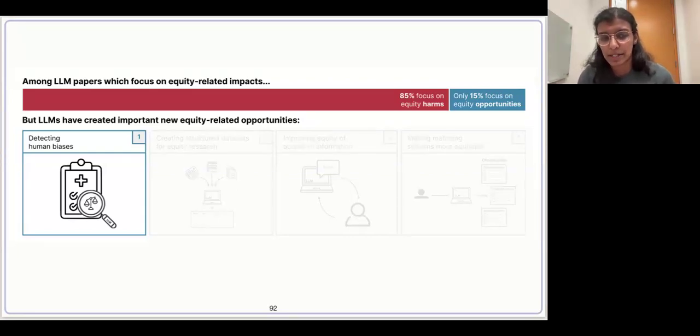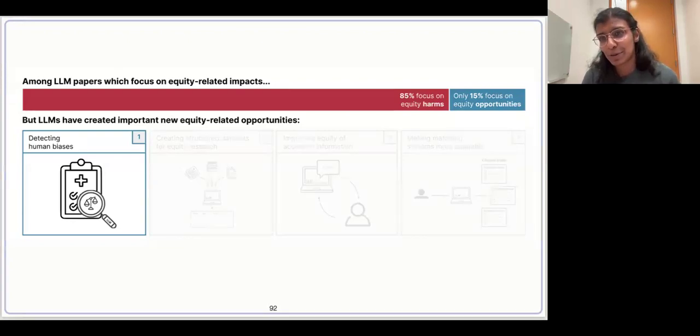starting with detecting human biases. So one thing that we found really exciting is that relative to prior methods, LLMs can more precisely characterize subtle linguistic biases. So for example, changes in sentiment or tone or stereotypes that rely on understanding the surrounding context within a clinical note, for example. And exciting work in this direction has already begun.